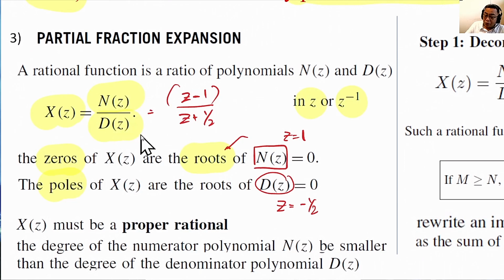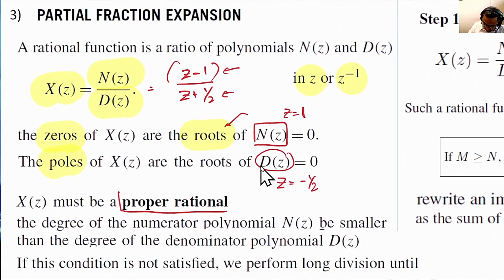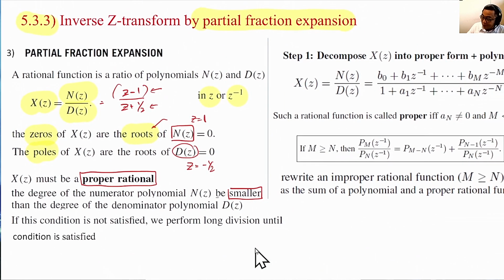Typically we want you to sketch the poles and zeros, and when you want to sketch them, it is better to represent X(z) as positive powers of z. So if you have negative powers of z, try to convert it into positive powers of z. Additionally, when we want to use partial fraction expansion, X(z) must be a proper rational function. That means the power of z in the numerator must be smaller than the degree of the denominator polynomial. If this is not so, then we perform long division until it is satisfied.